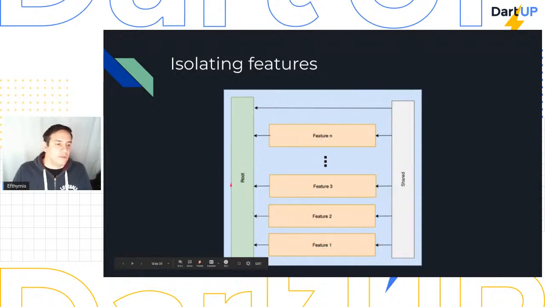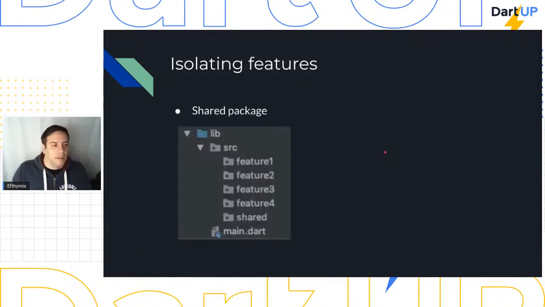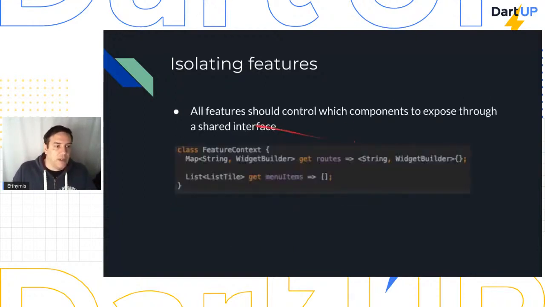And we have the root. This is like the root scope of the app, where the root needs to know about everything, about shared, about features, about everything, because the root needs to compose the application in order to have an application. So basically, the shared package, let's address that one by one. How can we have a shared package? You just create a shared folder, and you have a way of having shared code.